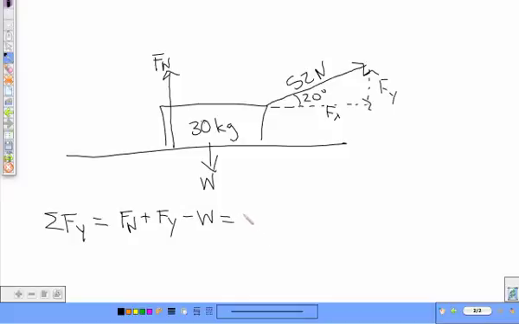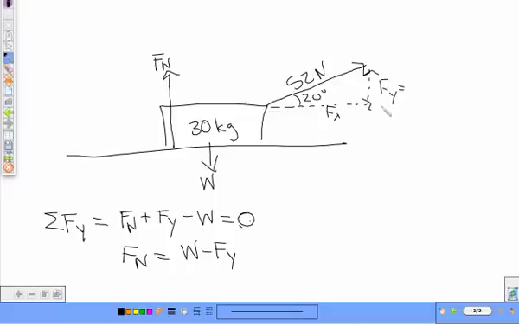That equals ma, but are we accelerating in the y direction? Are we accelerating vertically? No. So then a is 0, so it all equals 0. So then the normal force will equal the weight minus F of y. Because the question asks for the normal force, we'd be able to find F of y, right?